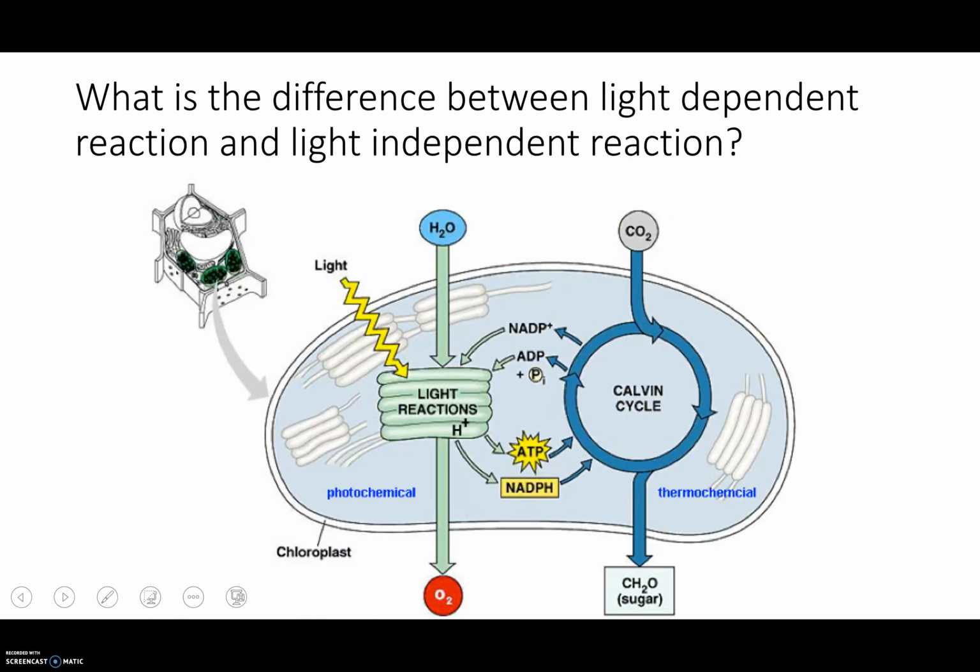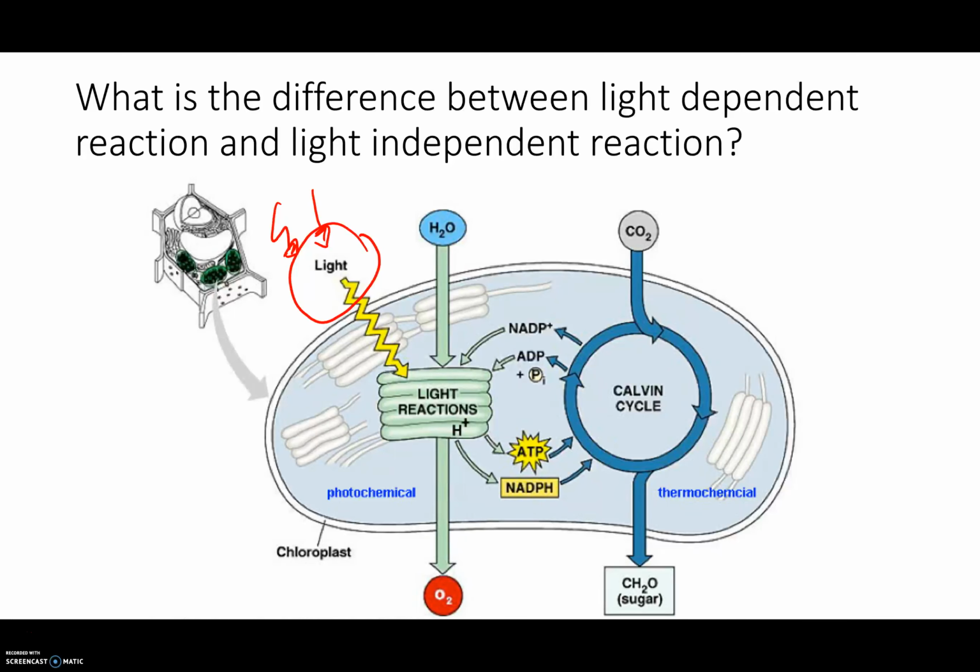Next. What's the difference between the light-dependent reaction and the light-independent reaction? So, okay, Benjamin? One needs light and one doesn't necessarily need light. Correct. So one needs light, one doesn't need light. The light-dependent reaction needs light in order to happen. The light-independent reaction doesn't need light.